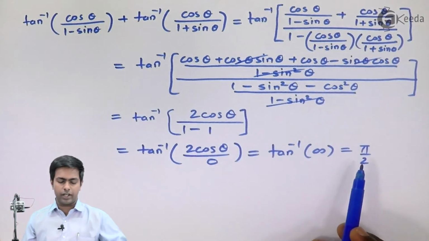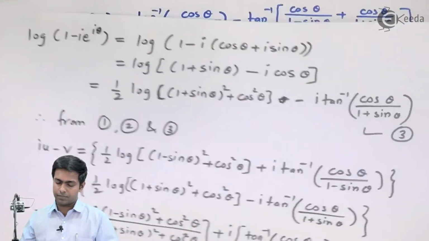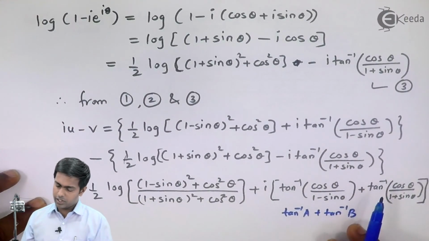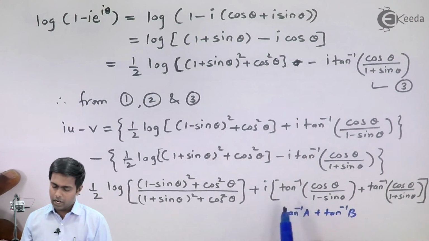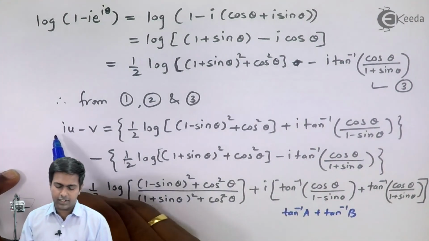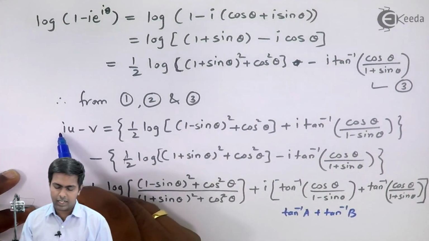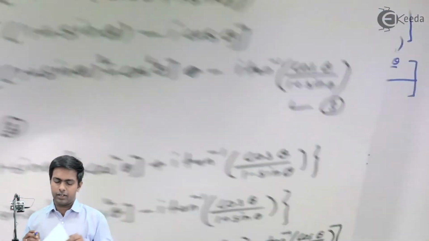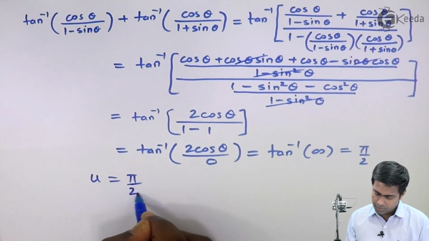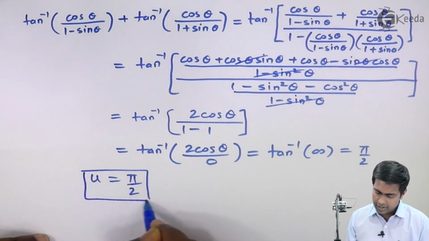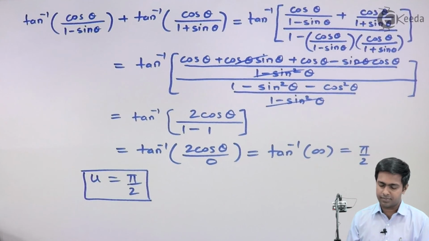So after substituting this value here in this equation, here we will get i pi by 2. And if I compare this with the left hand side, that is the imaginary part, that is iu, we will get u equal to pi by 2. And this is the second required result. Thank you.